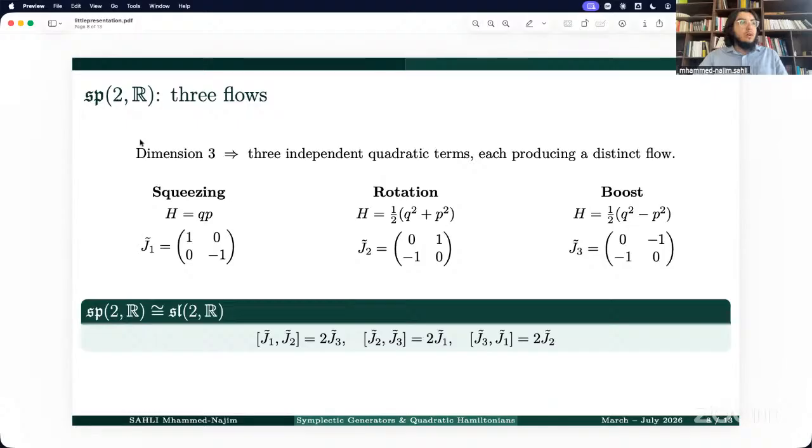We tried to do so with 1 degree of freedom. Thanks to our formula, we have three elements, and they exactly represent the QP term, the P squared, and the Q squared terms with those three matrices. And we see that those kinds of transformations just represent physical transformations that can act on the phase space. One thing is more on the mathematical side: for 1 degree of freedom, the symplectic algebra is isomorphic to sl(2).